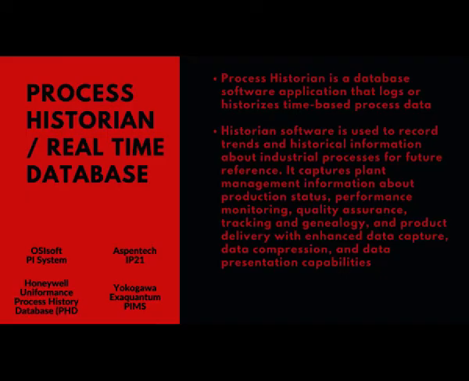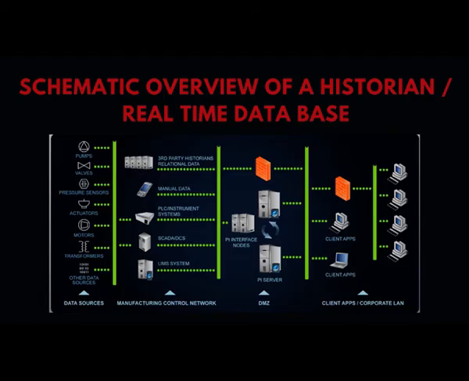And again, there are several vendors who are very popular in this space. The company OSIsoft has a product known as PI System. Then there is a company known as AspenTech whose product is IP21. And even the plant automation vendors like Honeywell and Yokogawa have their own process historians. For example, Honeywell has a historian known as Process History Database or PHD, and Yokogawa has their product known as Exaquantum PIMS.